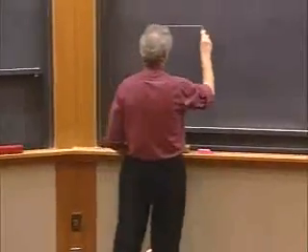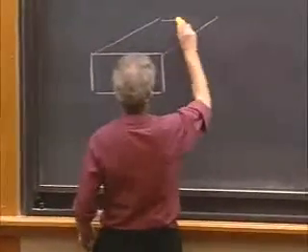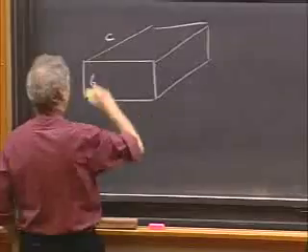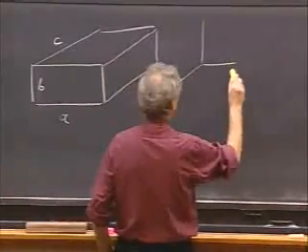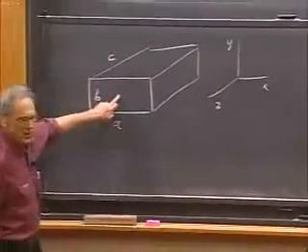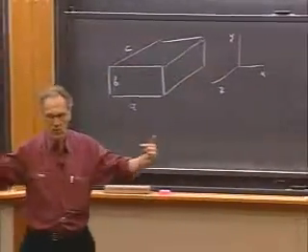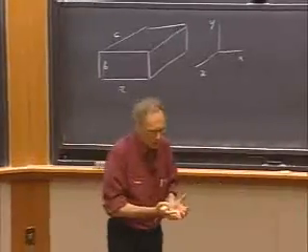Here we have a sound cavity in 3 dimensions. A, B, C are the lengths, and this is our coordinate system, x, y, z. And it is open in this direction, and it is open there. So it is a box which is open on both sides in the z direction. And the rest is all closed.